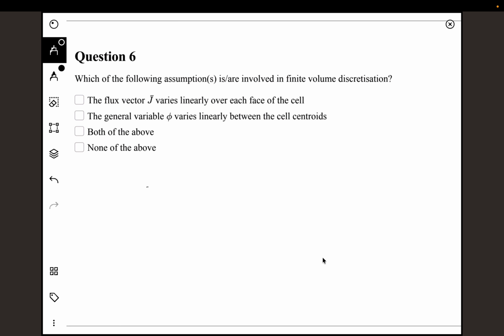If you have multiple cells, and these are the cell centers, this is some Vp, this is some other Vp, like P is varying in some way. Say P is a function like this. What we are doing is approximating this with a linear function between these two, a linear function between these two, and a linear function between these two. This is what we are trying to do.